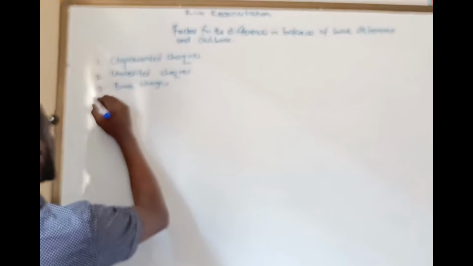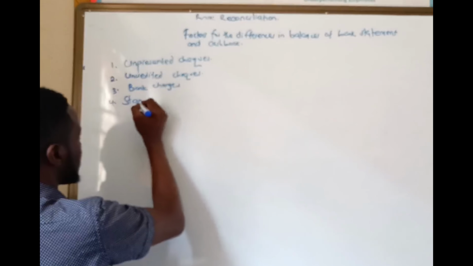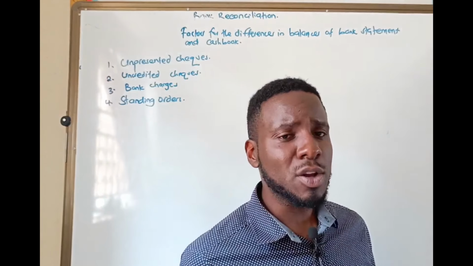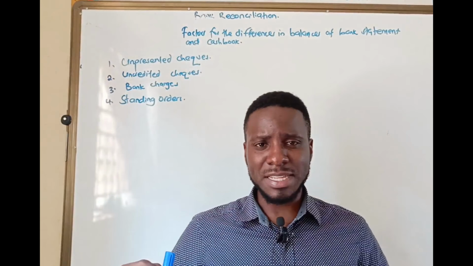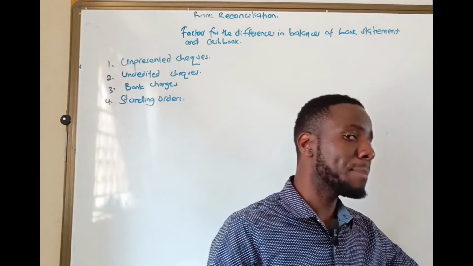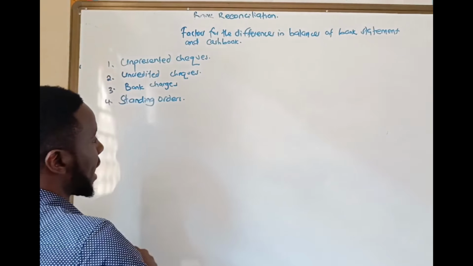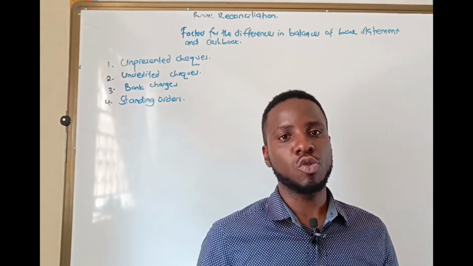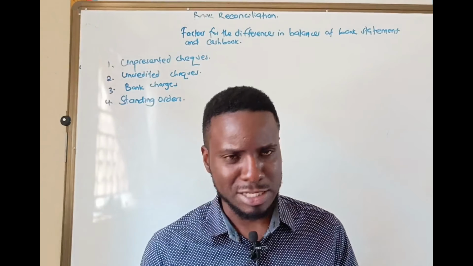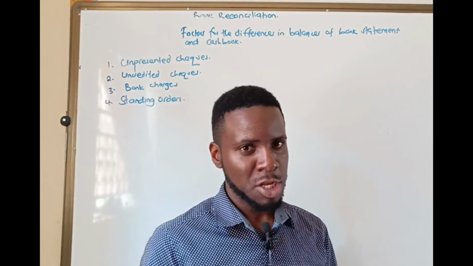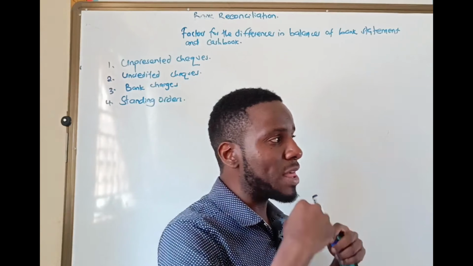We have something they call standing orders. Now, what are standing orders? Remember, you can command the bank. This is an instruction to the bank from the account owner to release a certain amount of money every month, maybe for a particular payment. For example, you can tell the bank every month, release 10,000 to MTN for my airtime. So the bank will continuously do that every month.